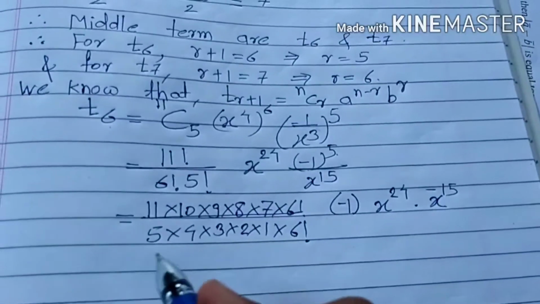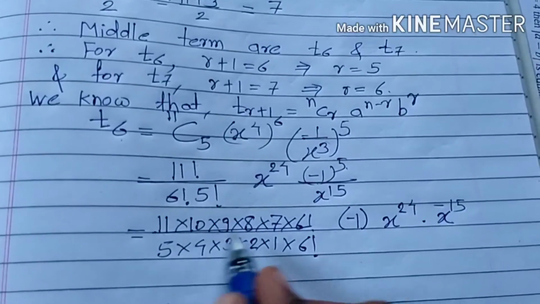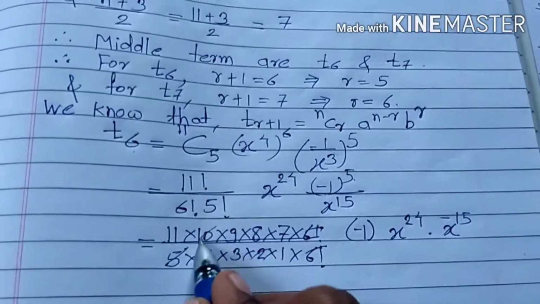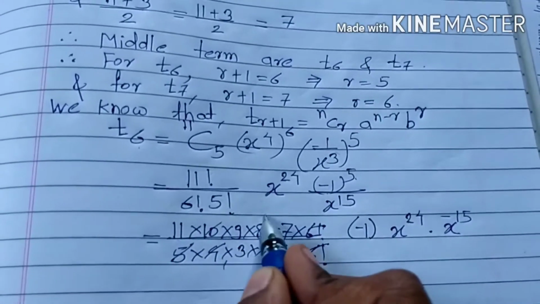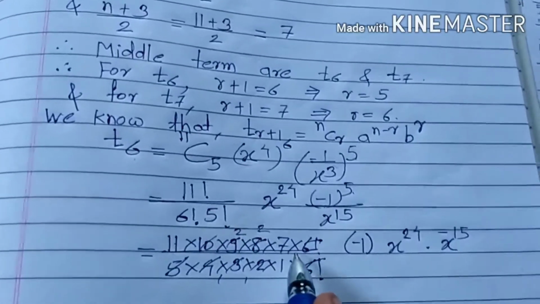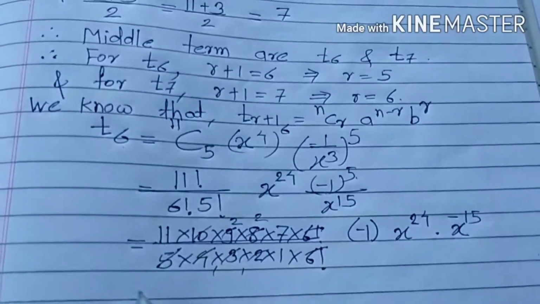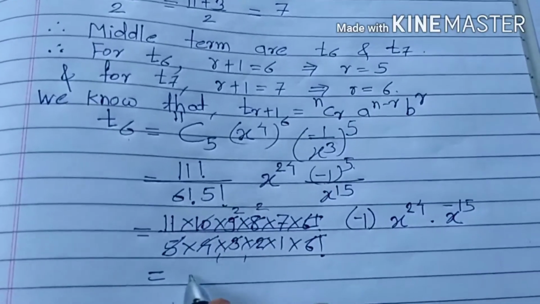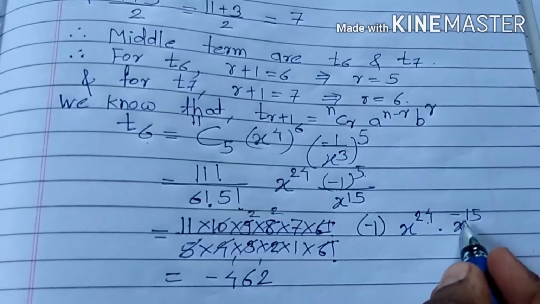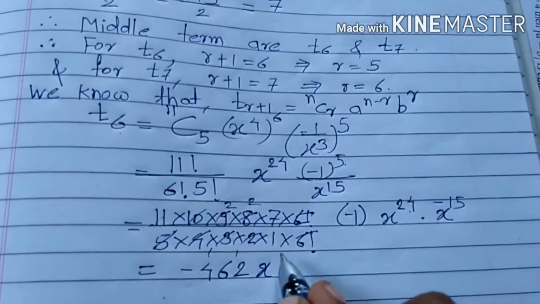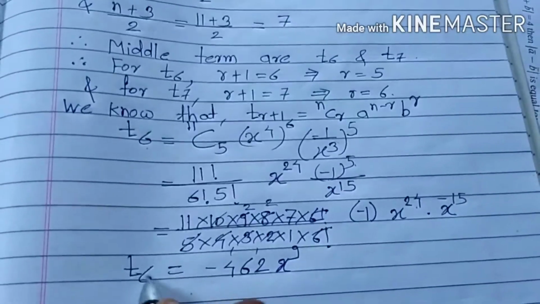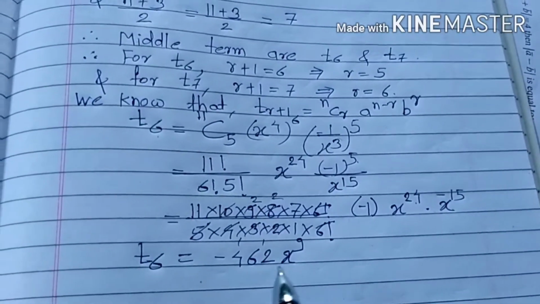We use here laws of indices. So 6 factorial cancels, 5 2s are 10 cancel, 4 2s are 8, 3 2s are 6. So 11 into 4 into 7, which is equal to, and this minus 1, so it is minus 462, and 24 minus 15 is x raised to 9. So our term T6 is minus 462 x raised to 9.